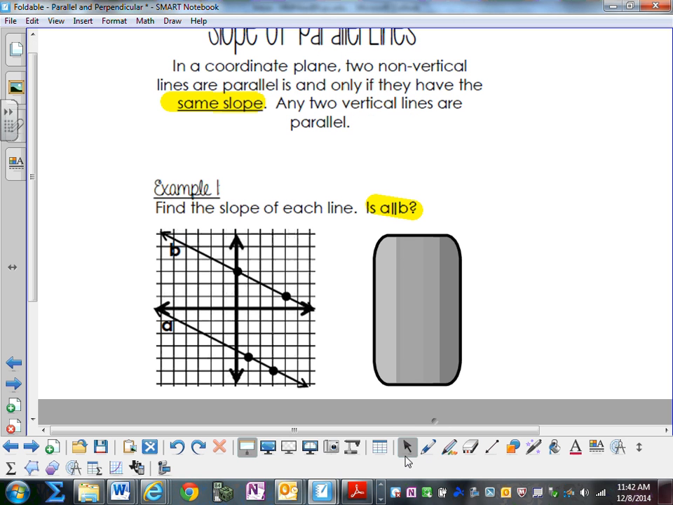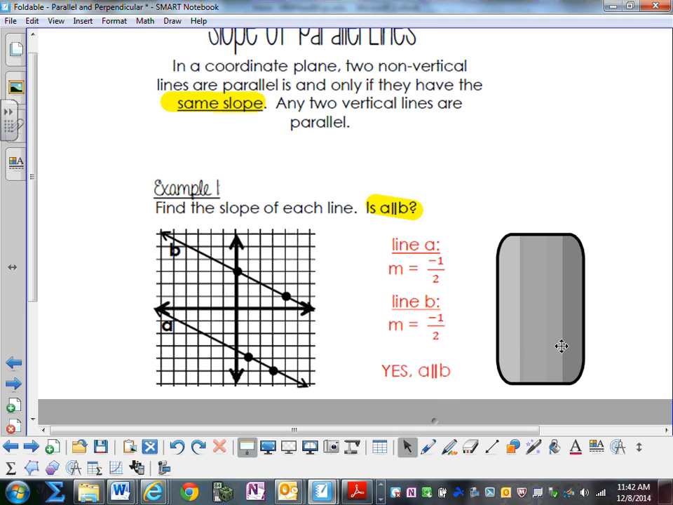Example 1. Find the slope of each line, and then determine if line A is parallel to line B. Line A has a slope of -1/2. Line B also has a slope of -1/2. So yes, we can conclude that line A is parallel to line B because they have the same slopes.